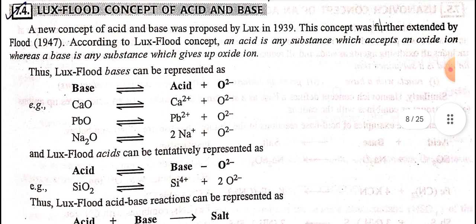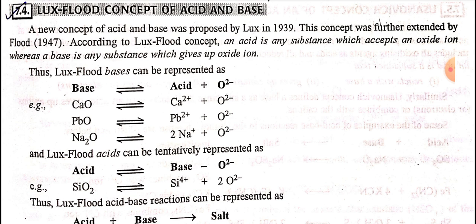Now coming on to the Lux-Flood concept of acids and bases. A new concept of acid and base was proposed by Lux in 1939. This concept was further extended by Flood in 1947. According to the Lux-Flood concept, an acid is any substance which accepts an oxide ion, whereas a base is any substance which gives up an oxide ion.